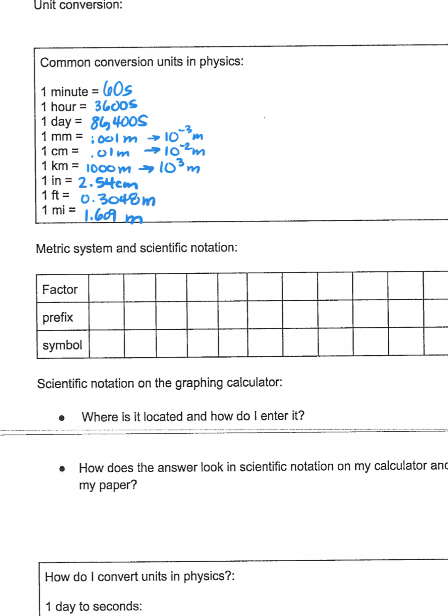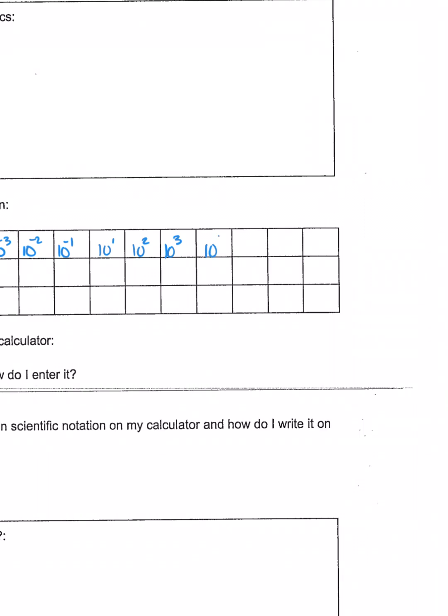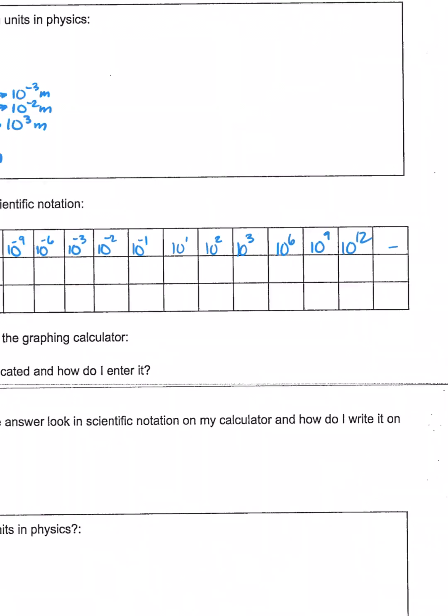Unit conversions is a big thing here in physics. They're helpful. So what are some of the things we know? Going by factors of 10, 10 to the negative 15, then we go to 10 to the negative 12, 10 to the negative 9, negative 6, negative 3, and then we go to the negative 2, negative 1, then 10 to the first, 10 to the second, 10 to the third, and then again 10 to the 6th, 10 to the 9th, 10 to the 12th, and so on. So what are these called?